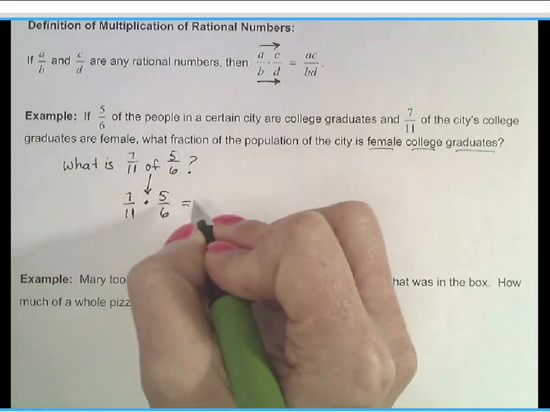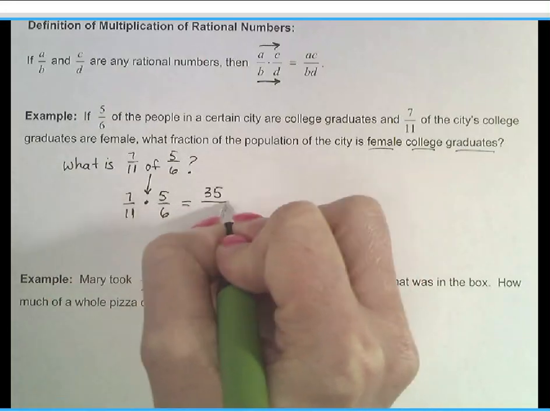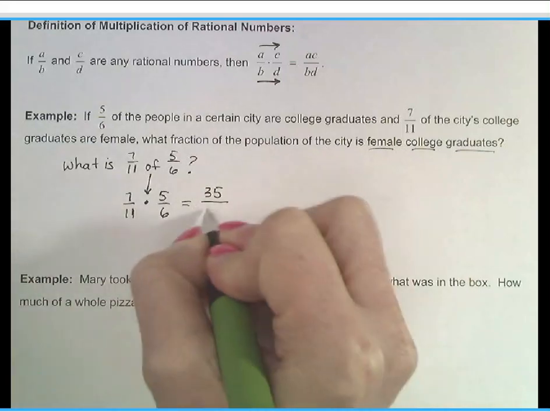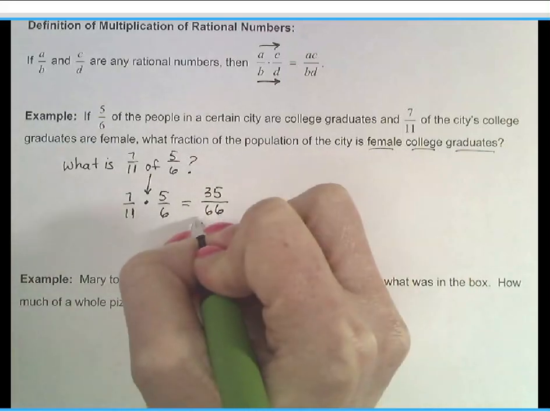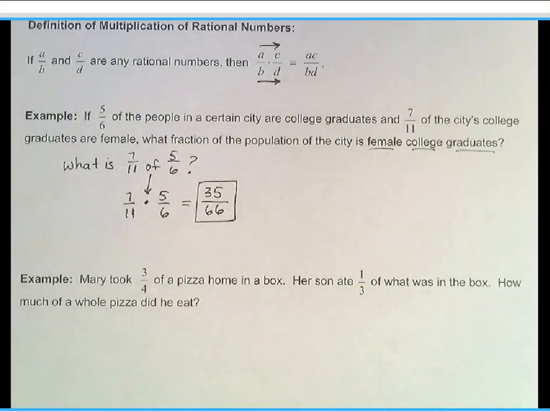So when we multiply fractions, we multiply straight across the top. So 7 times 5 is 35, and 11 times 6 is 66. And I don't think that can be reduced. So 35/66 of the population of the city is female college graduates. Again, the big takeaway here is the word of.